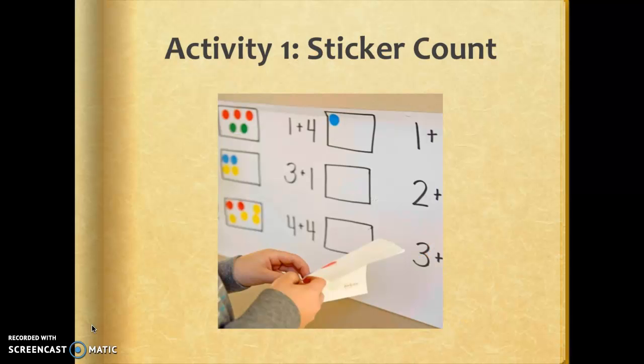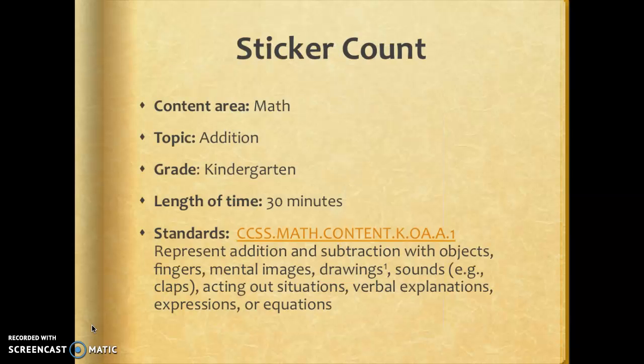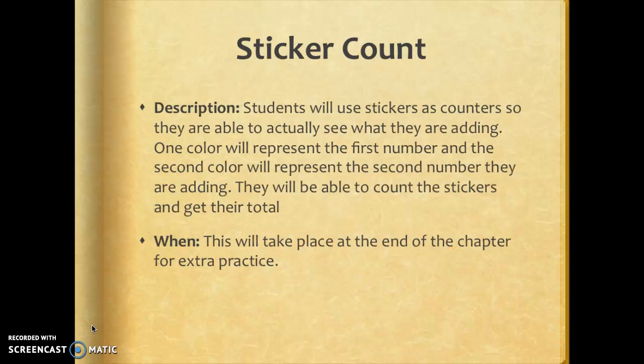The first activity is sticker count, and here is an example of it. Sticker count: the content area is math, the topic is addition, grade kindergarten, length of time 30 minutes, and the standard it represents is addition and subtraction with objects, fingers, mental images, drawings, sounds, acting out situations, verbal expressions, and also equations.